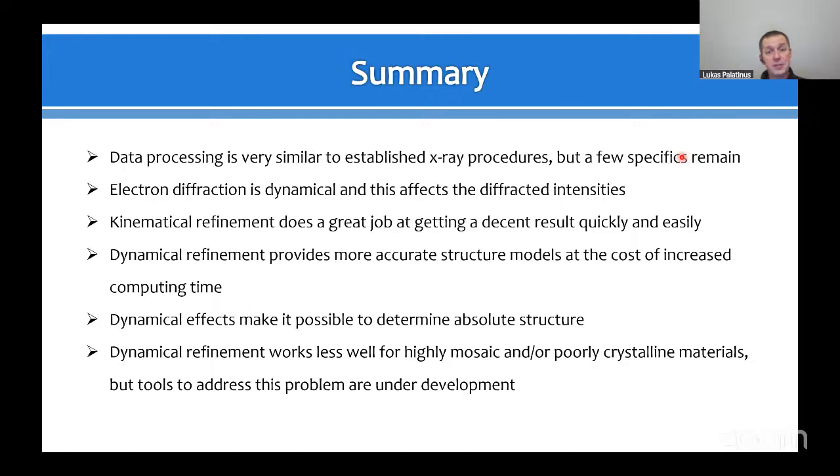The data processing is very similar to established X-ray procedures with just a few specifics remaining. But electron diffraction is dynamical, and we need to be aware of that problem and either accept kinematical refinement with its limitations or do a dynamical refinement to get more accurate results.